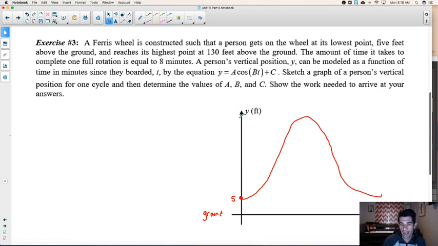What was the highest point? Well, they said it here. You're going to be 130 feet above the ground. Then, when you come back down, think about it. This represented 0 minutes, because the time is in minutes, and it takes 8 minutes to go around. So it takes 8 minutes to go up and then come back down. So right here, you're at 8 minutes. How long did it take you to get to the top? 4. So your maximum here is at 4, 130.